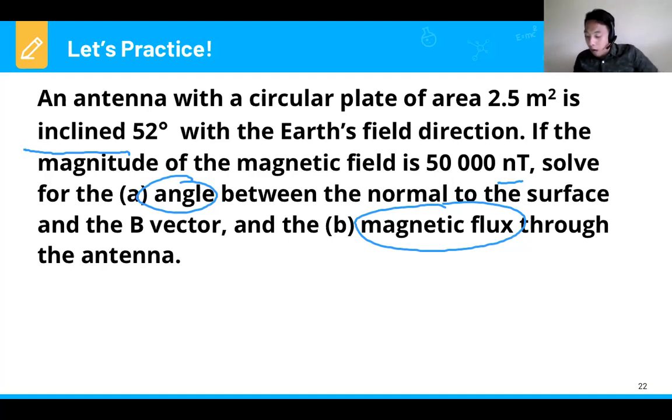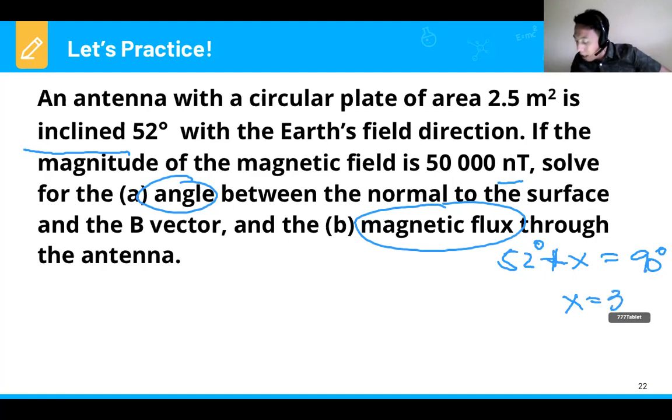Okay? So ano ang ating pinaka-solution? So we have 52 degrees plus yung unknown equals, kapag complementary or perpendicular, we have 90 degrees. So x now will become 90 minus 52, and that is 38 degrees. So we will use 38 degrees instead of 52 degrees. Dahil sabi ko kanina, yung complementary angle yung ating gagamitin sa ating formula.